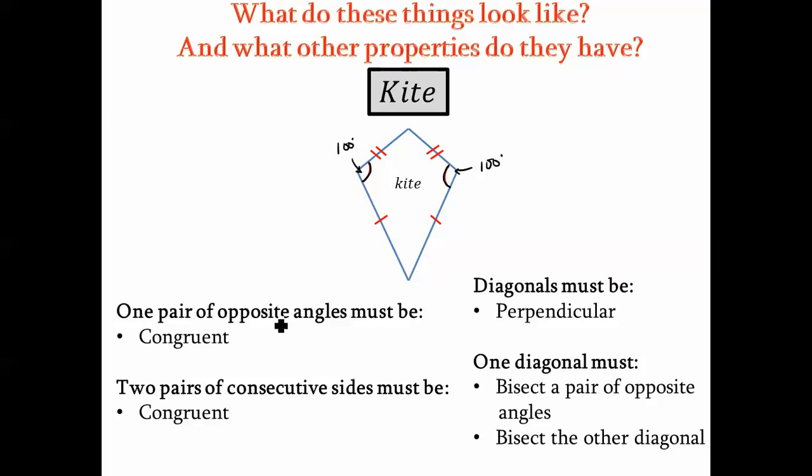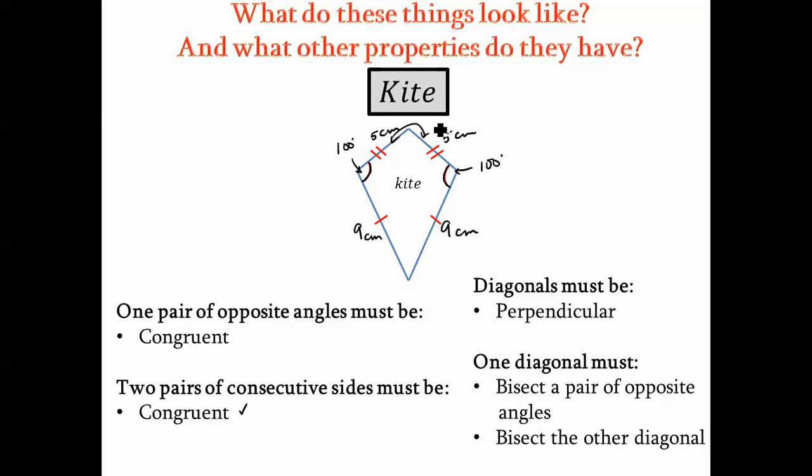You've got two pairs of consecutive sides that are congruent. So right down here, if this is 9 centimeters, the consecutive side is the same. And this can be 5 centimeters or whatever. This has to be the same. Alright, so these are consecutive sides. These are next to each other.